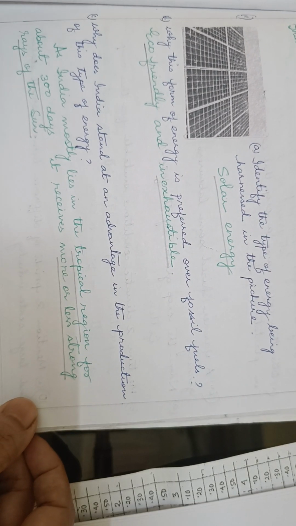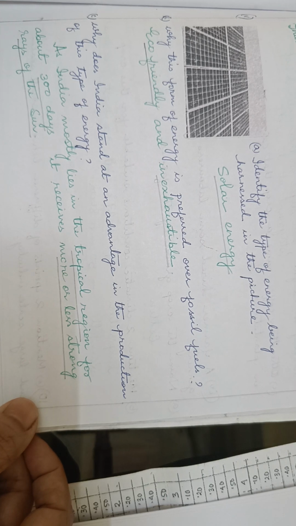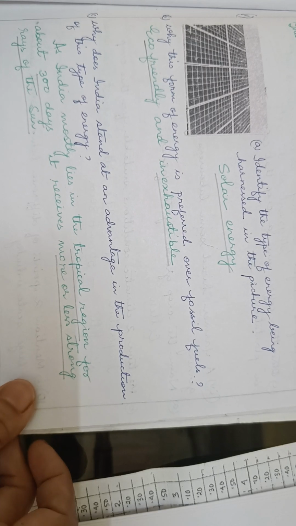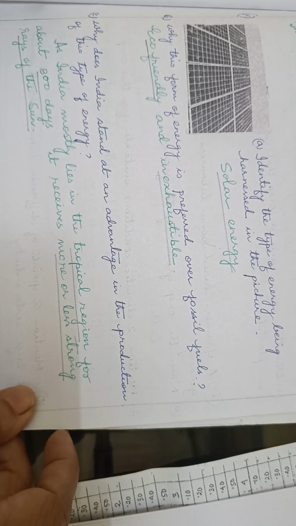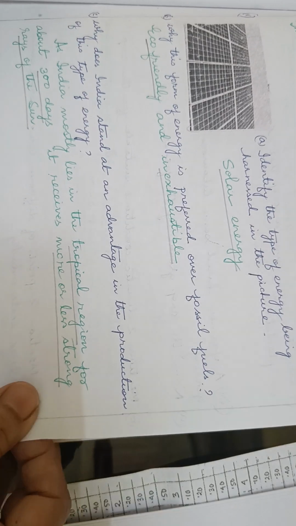Next question. India stands at an advantageous position in production of this type of energy because India lies in the tropical region. So for about 300 days, it receives more or less strong rays of the sun.